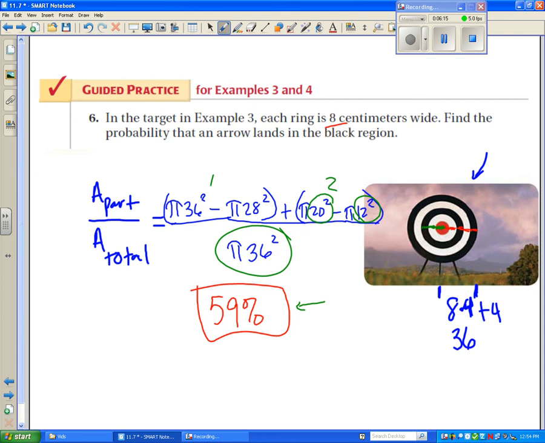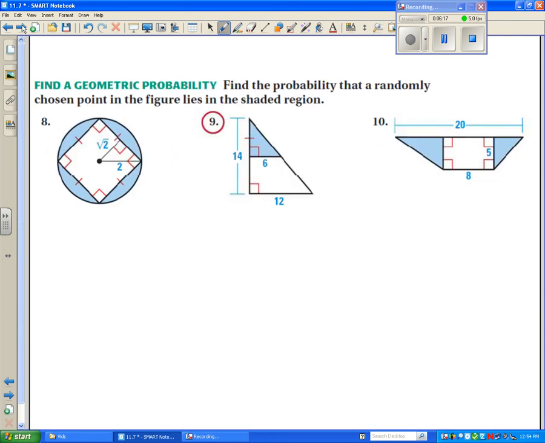Alright, I've picked a few problems from the exercises to go through with you. You're going to do the odds in class, or I'd like for you to do them in class. We're going to do the evens right now. So it says find the probability that a randomly chosen point in the figure lies in the shaded region. So notice we need to find the area of the part and divide by the area of the total. Well, the total in this case is the area of the circle. The part in this case is the area of the circle minus the area of the square. You may need to pause the video and reason that out with me.